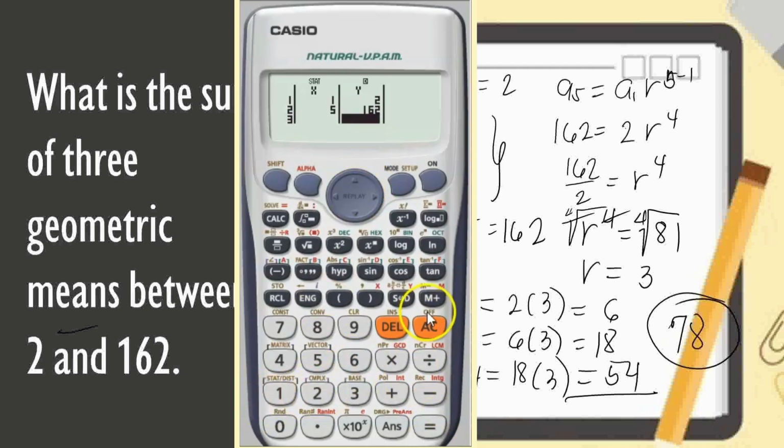Then, equal. And then, AC natin. So, shift log lang ulit kapag summation. So, shift log, and then alpha x, shift 1, 5, 5, and then shift, close parenthesis. And then, yung 3 geometric means i-sum up natin. So, mag-start tayo sa 2, sa second term up to 4th term. Second, third, and fourth, yung i-sum up natin. So, equal natin yan. So, 78. Tama naman yung nakuha natin pati sa manual solution. So, 78 din.